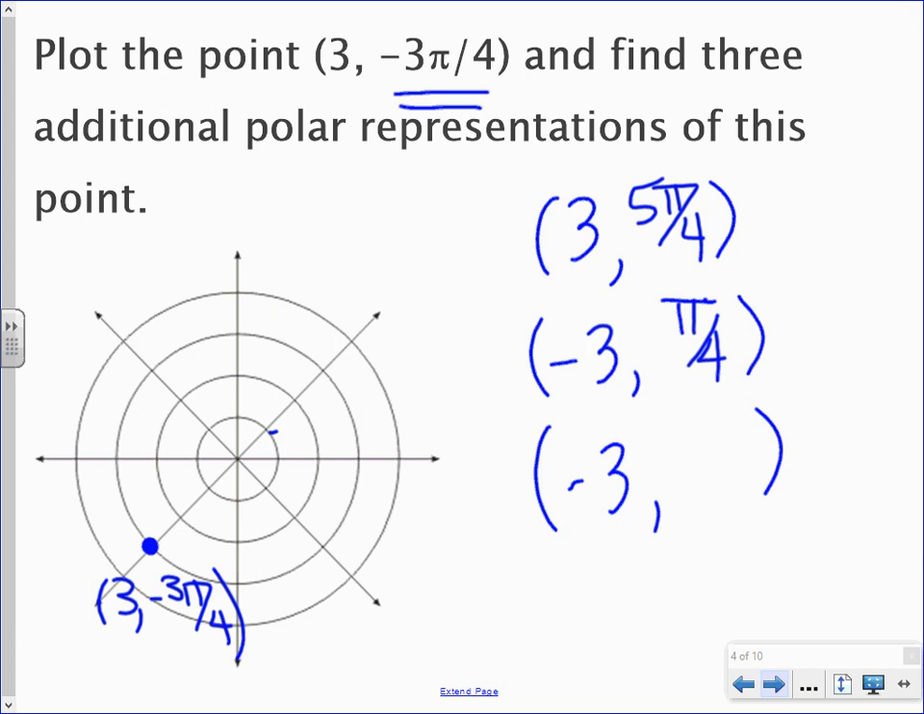Not quite, but it was a good thought. Negative 7 pi over 4. Okay, we could rotate all the way in the negative direction, negative 7 pi over 4, and then walk backwards the 3.